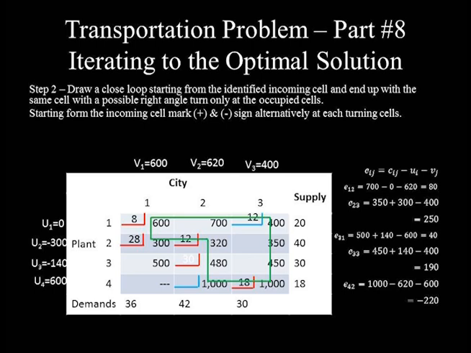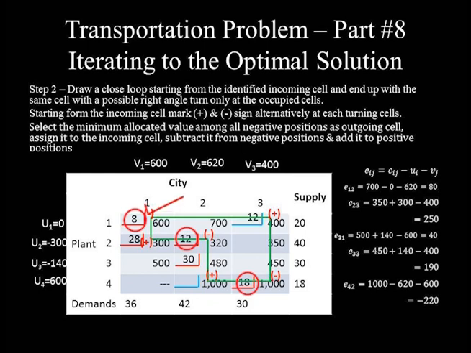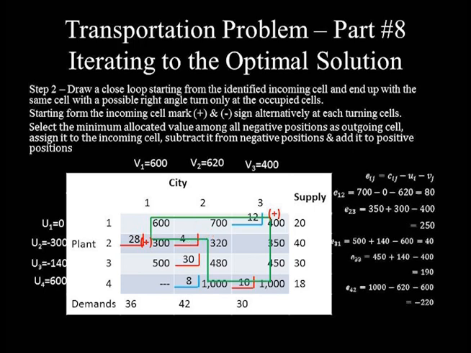Starting from the incoming cell, let's mark plus and minus signs at each corner. We have 3 negative positions with the allocations of 18, 8, and 12. Thus the minimum is 8. So the cell at the intersection of row 1 and column 1 is the outgoing cell. This 8 has to be allocated to the incoming cell. Subtracting 8 from the remaining 2 negative positions decreases their values from 18 to 10 and from 12 to 4. On the other hand, adding these 8 to the positive positions increases their values from 12 to 20 and 28 to 36.